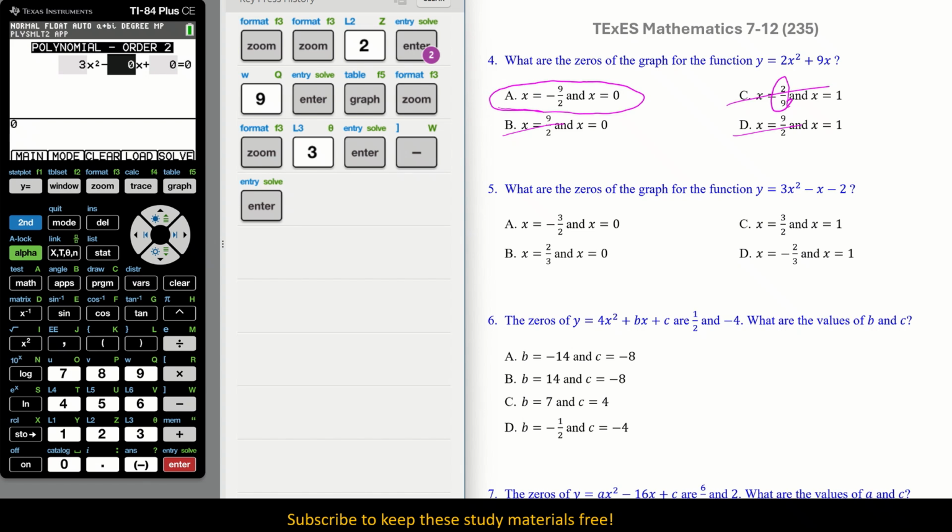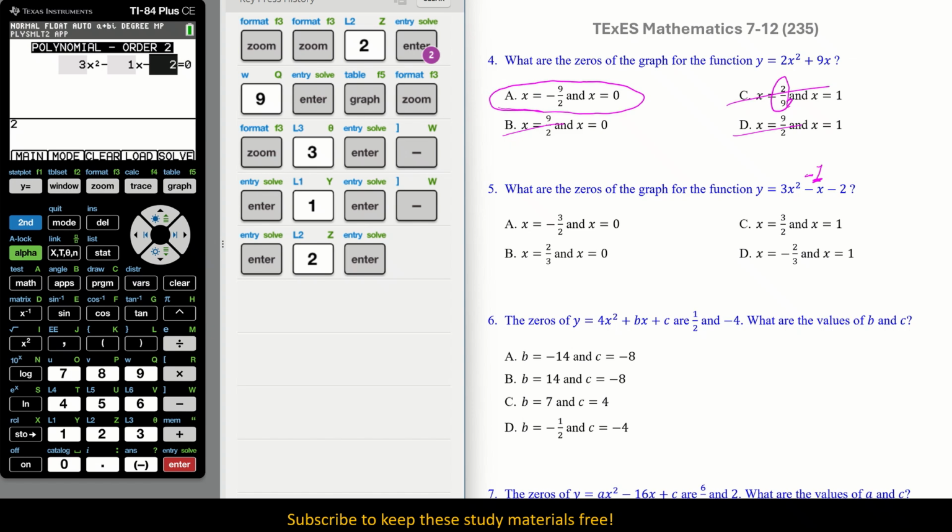But see how you just have a negative x? Well, that implies an understood negative 1. So you need to put a 1 in here. Okay, and again, we need a subtraction, enter, and now type over your 2. Okay, everything looks good. So push graph for solve.